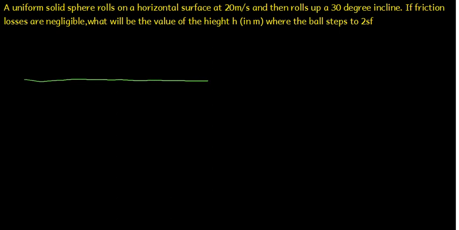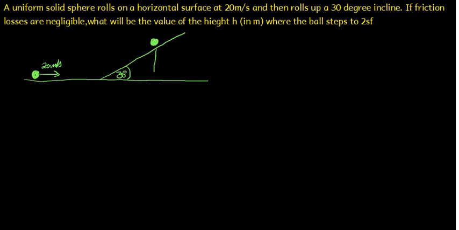Well, we have this sphere which is rolling, going forward at 20 meters per second. It reaches a certain point where it has to climb a 30-degree incline, like that. Now as it starts to go up, the sphere will continue going up. It reaches a certain point where it can no longer go up, and it will have to start going down.